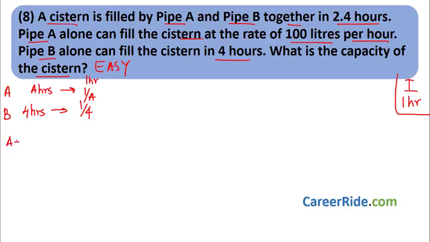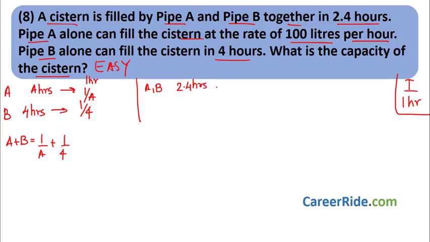A is on, B is on, right? So in 1 hour, work done by A will be 1 by A, plus work done by B will be 1 by 4. So when A and B are on, in 1 hour, total work done is 1 by A plus 1 by 4. Now what they have given is that pipes A and B, when opened simultaneously, fill the entire cistern in 2.4 hours.